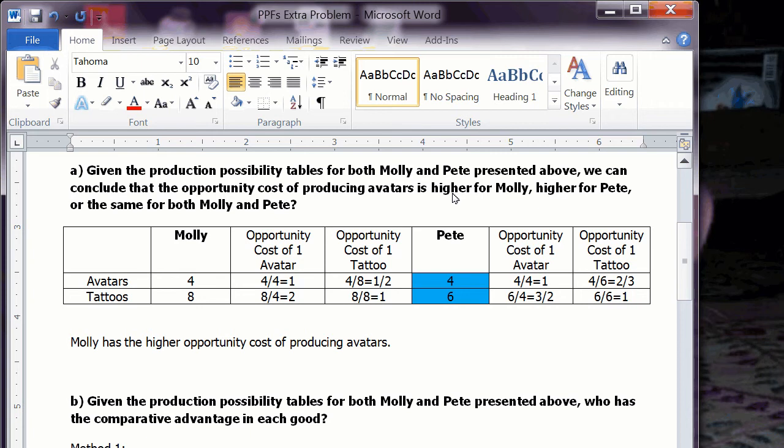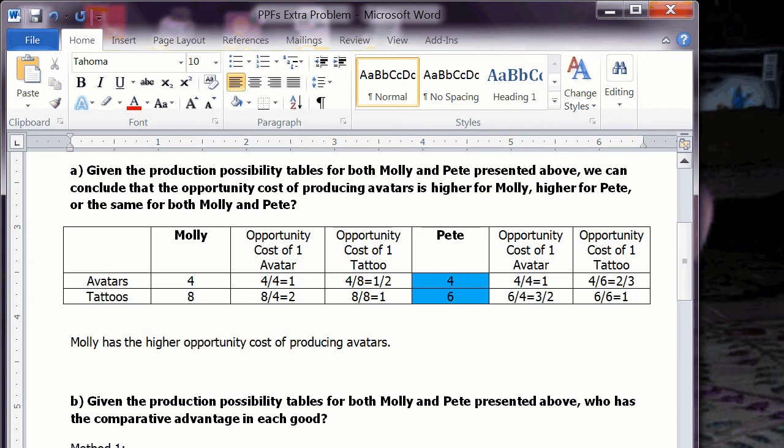So Pete has the lower opportunity cost for producing avatars. So he has the comparative advantage in producing avatars. And then it asks us for the comparative advantage for both goods. So we've only looked at one good.